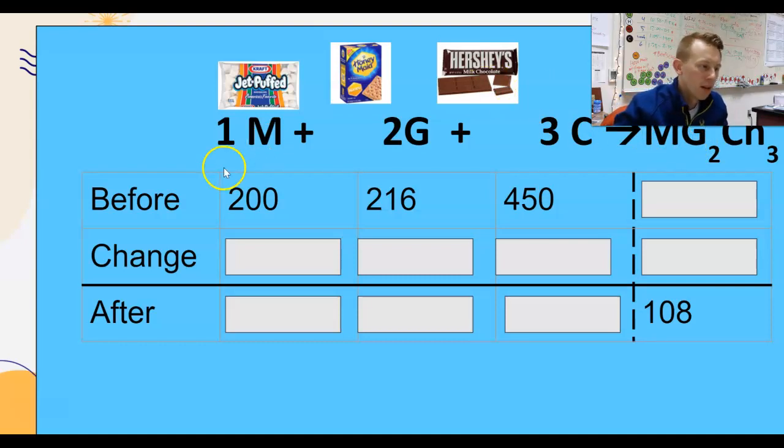Should be 1 marshmallow plus 2 graham crackers plus 3 chocolates equals 1 s'mores, which is Mg2CH3.